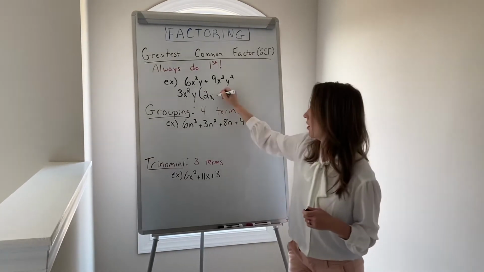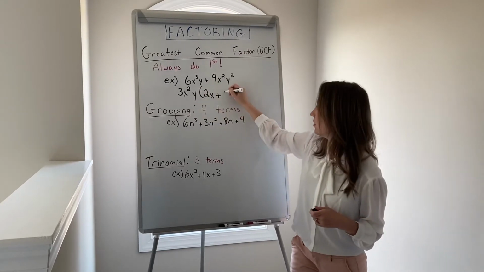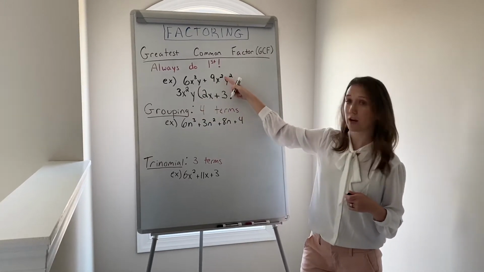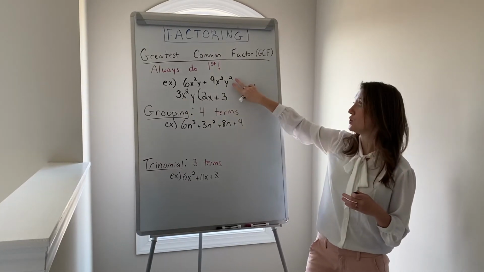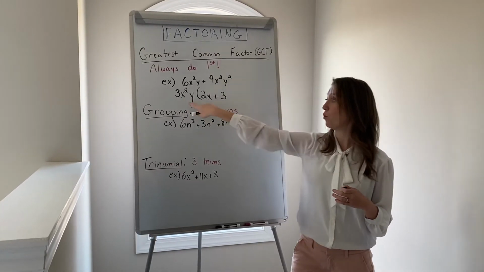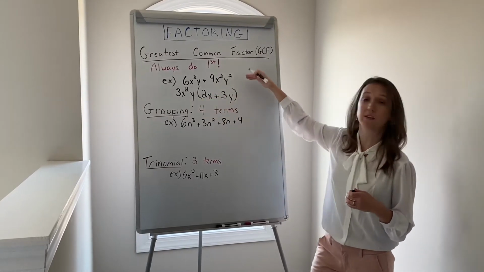Now we do the same thing with the second term. 9 divided by 3 would be 3. We had x squared and we took x squared out, so we don't have any x's left. But we had 2 y's here, y squared, and we took 1 out, so there would be 1 y left here. So that would be the factored form of this problem.